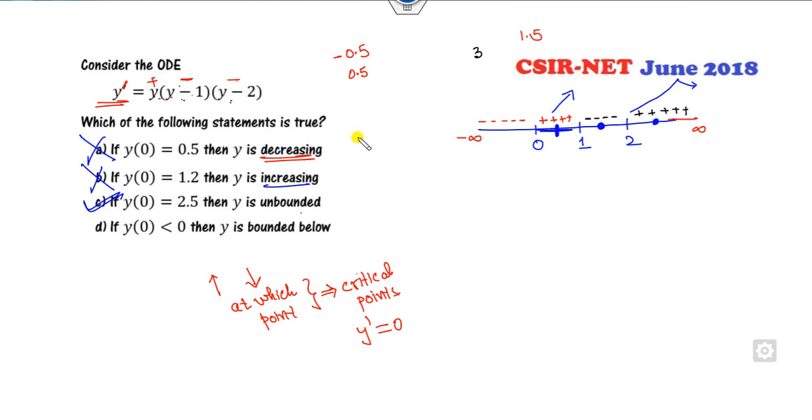Y of 0 is negative, so any number here is decreasing, like here. Fine, and it's bounded below, but it's bounded above? It's bounded above, but it's unbounded below. It's unbounded below, it's not bounded above. Because it's unbounded below, this option is cancelled. C is my right answer.